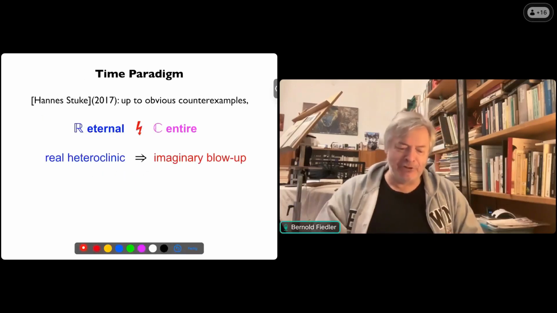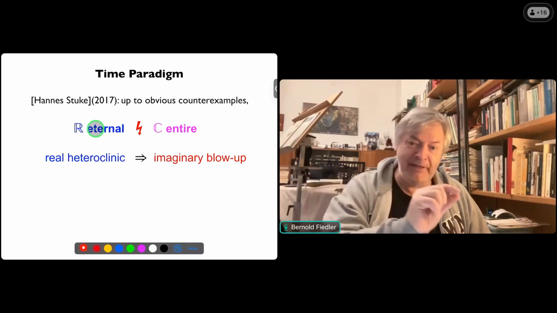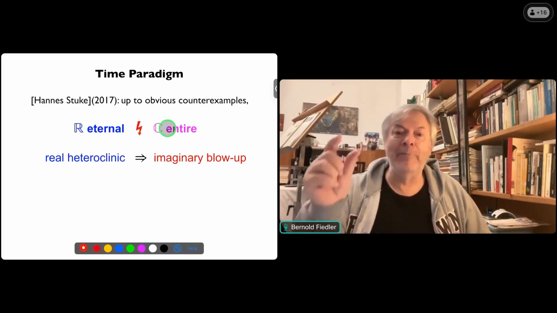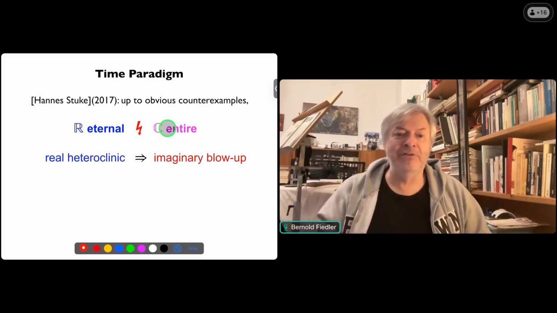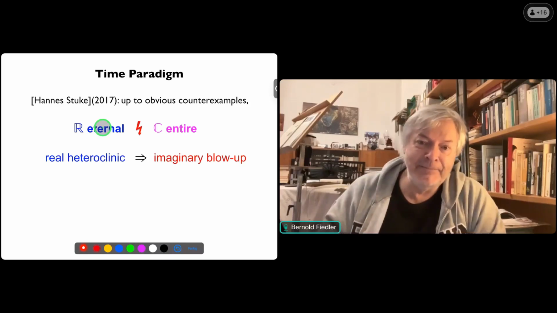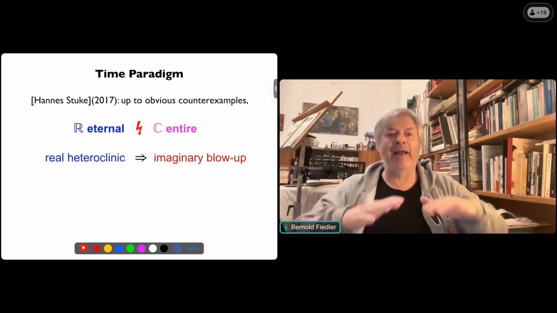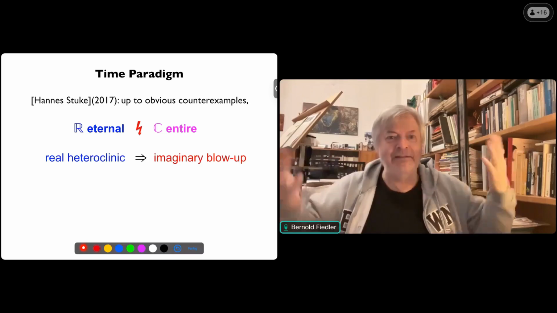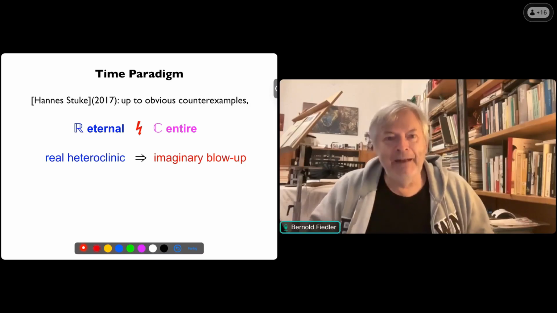Now, Hannes Stuke pointed out that real eternal solutions, PDE solutions, can blow up in complex time, or perhaps should blow up in complex time. So if I have a real eternal solution, I should get suspicious and say, this is not going to be complex entire. Of course, there are trivial counterexamples. If I have a time-independent solution, it is eternal, and it is complex entire because it doesn't depend on time at all. Sorry for that.